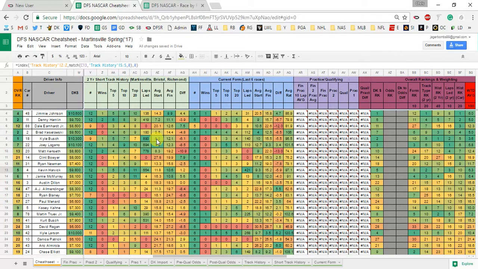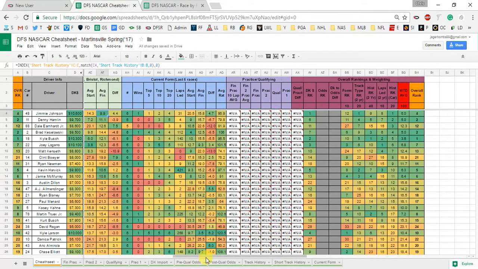Richmond has about the same banking as Martinsville, but it's a D-shaped oval, so all three are going to be different, so I'm going to be weighing that pretty low. It's just something I'm going to look at when I'm making my lineups for guys that maybe are better at short tracks versus maybe superspeedways or intermediate tracks.